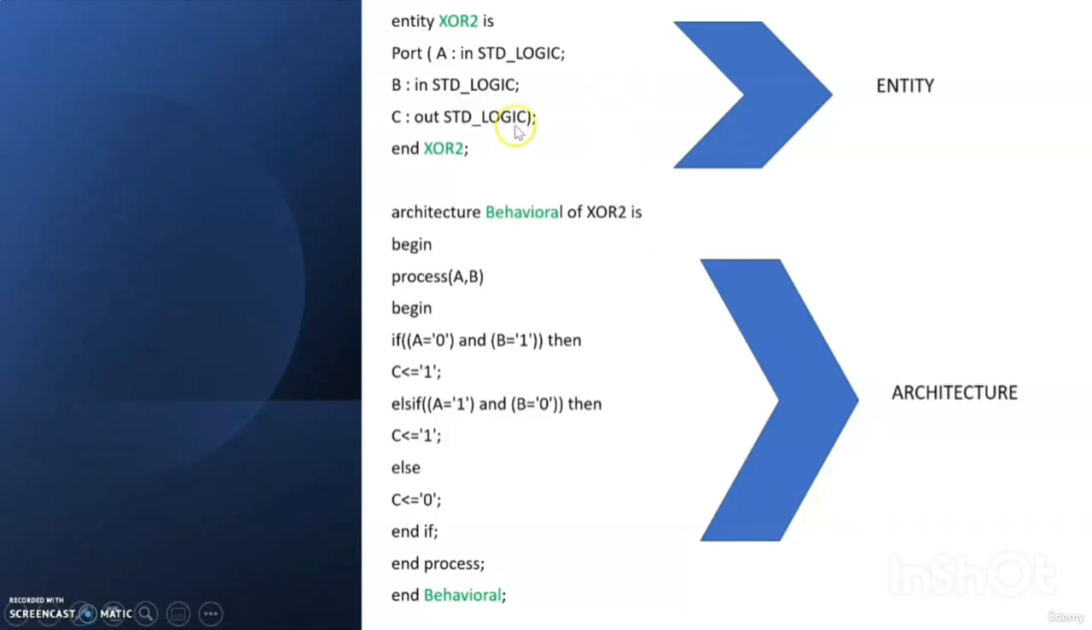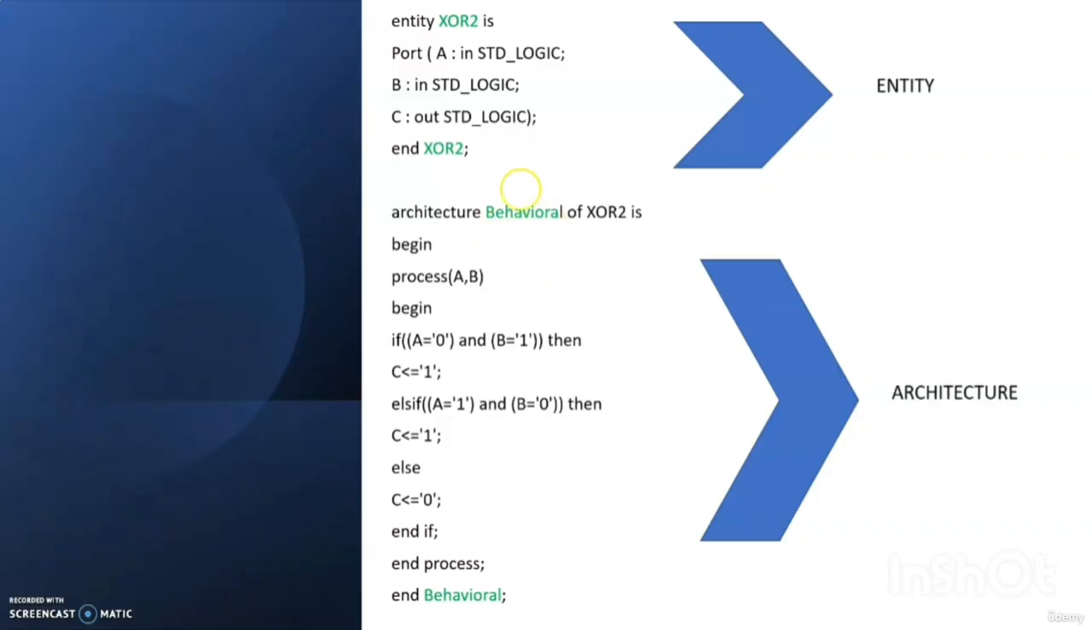The coding actually has two sections, entity and architecture. I have not included the library files here. You have to add those also while doing this coding in the real software or IDE, that is Xilinx or some other software. So this is all about the VHDL coding of an XOR gate. Here we have not used any inbuilt functions for defining the XOR functionality or for doing the behavioral modeling. We have used the process statement.